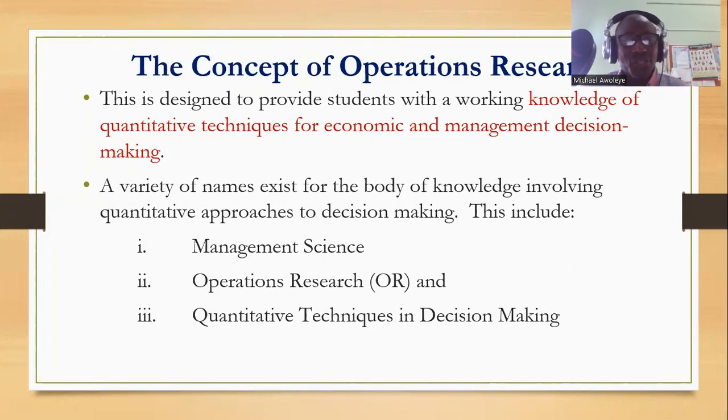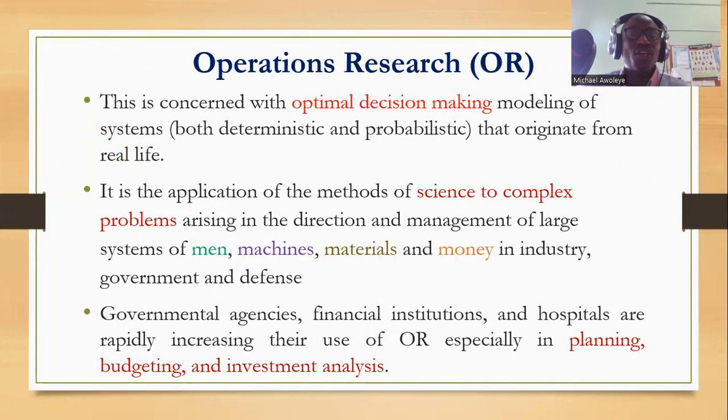Some of the time in literature, you will find operations research being referred to as management science. Some of the time, it is referred to as quantitative techniques and decision making. All of these words are phrases that could be used interchangeably in literature. So what is operations research? This is concerned with optimal decision making, modeling of systems, both deterministic and probabilistic, that originate from real life situations.